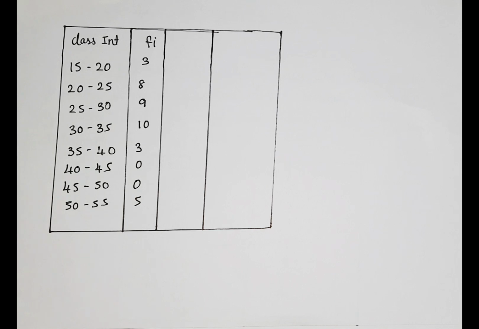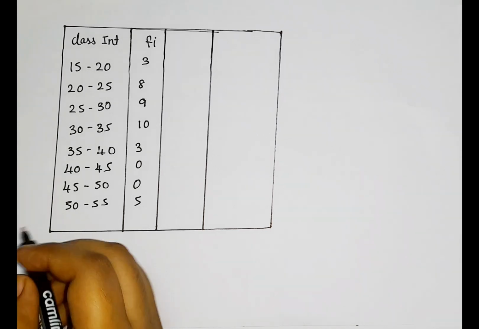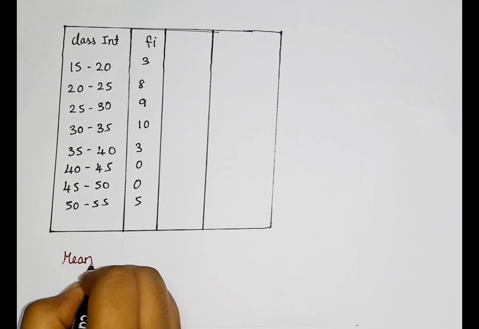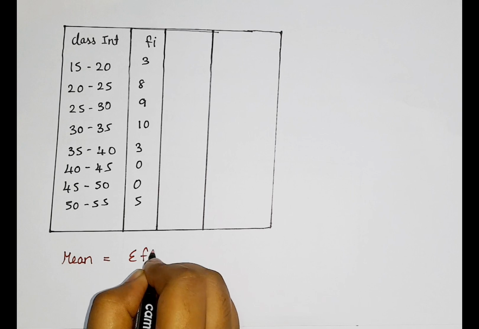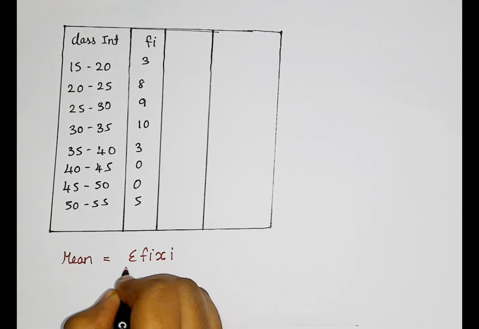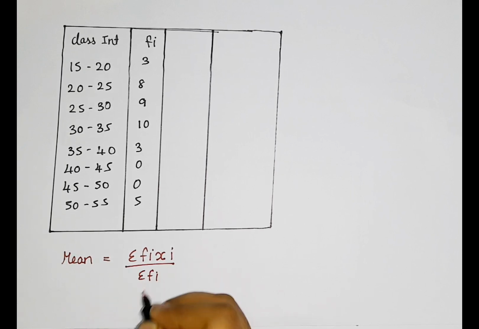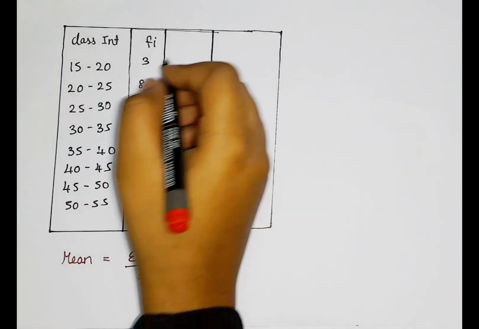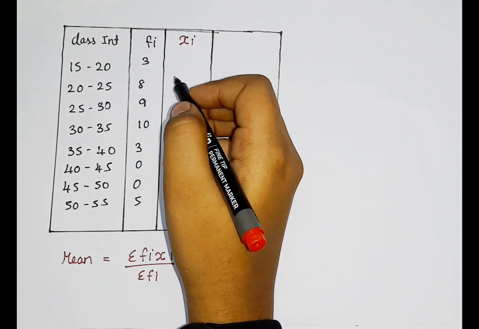To find the mean, we can either use the direct method, or we can use the assumed mean method. Here I am going to use the direct method. Of course you guys know the formula: mean is equal to sigma fi xi divided by sigma fi. This is the mean direct method formula, isn't it? Now let's find the xi.